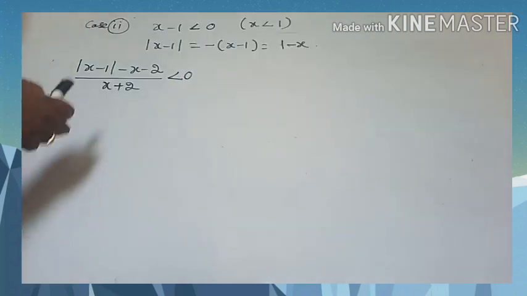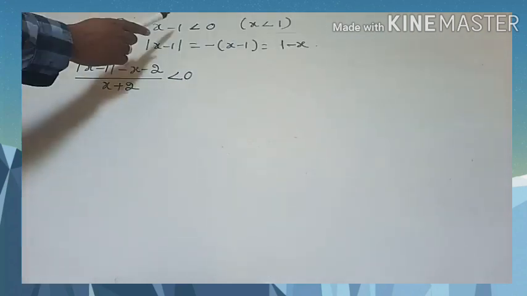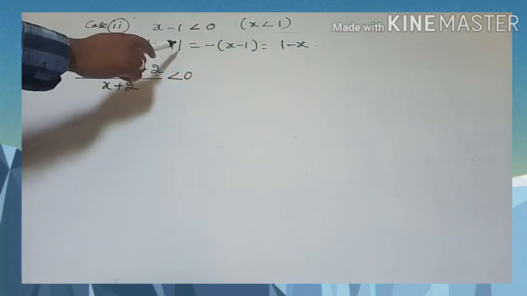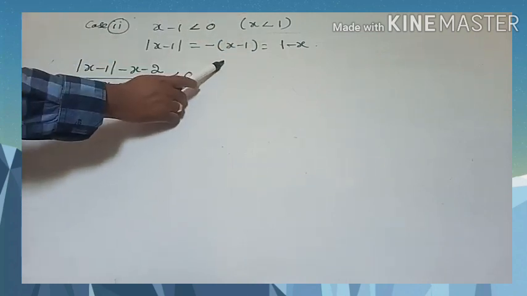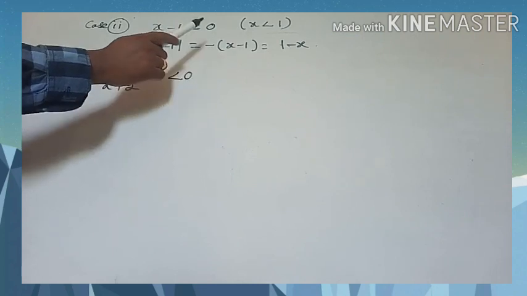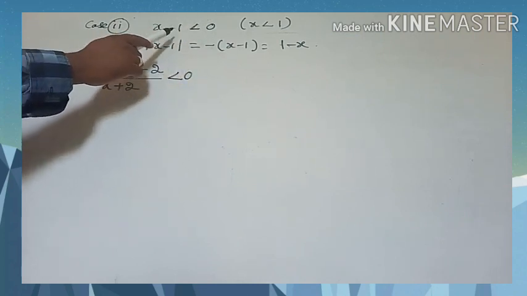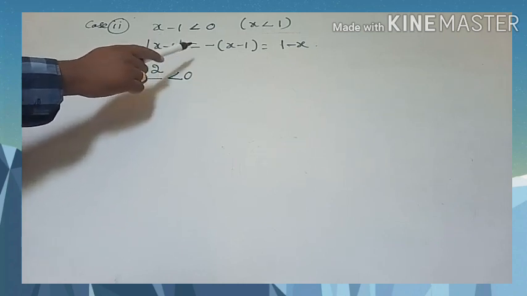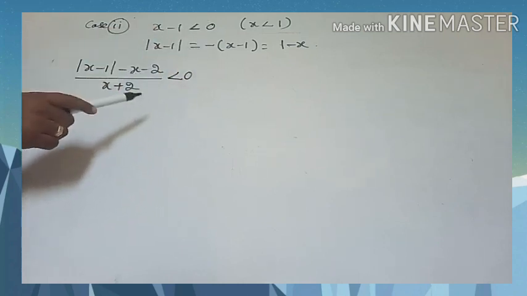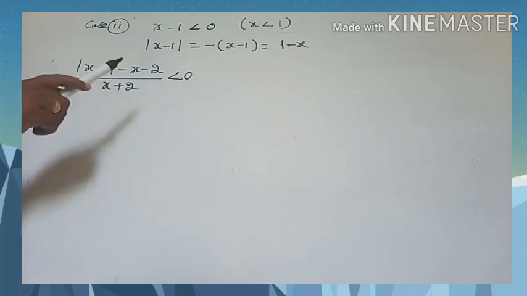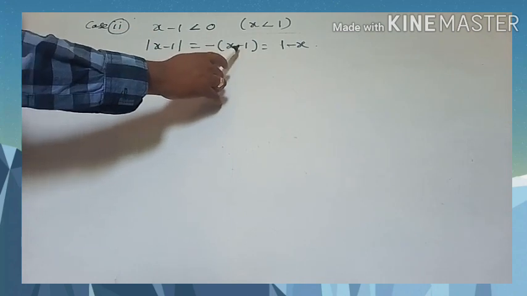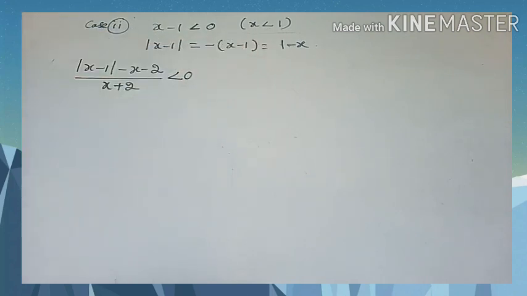Now see case 2, my dear students. In this, x minus 1 less than 0, that means x less than 1. Modulus of x minus 1 becomes minus of x minus 1, because when x is less than 1, x minus 1 is negative. When x minus 1 is negative, modulus of x minus 1 becomes minus of x minus 1, because you know that mod x equals minus x when x is less than 0. Now it becomes minus x, minus into minus plus 1, and 1 minus x you have got.